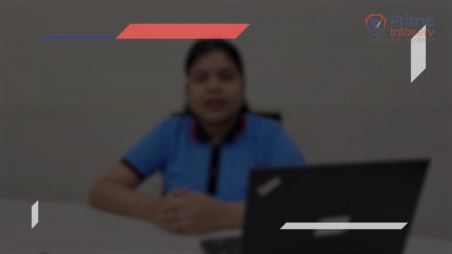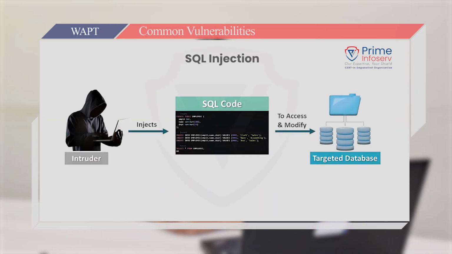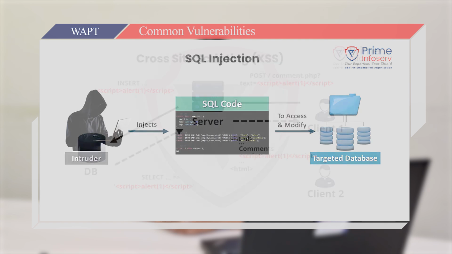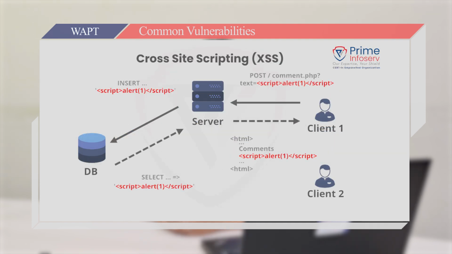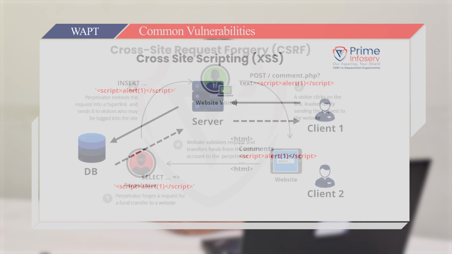Now, let's talk about some common web vulnerabilities. First of all, we have SQL injection, where attackers can manipulate database queries to gain unauthorized access to data. Next is cross-site scripting, which allows attackers to inject malicious scripts into web pages viewed by other users.